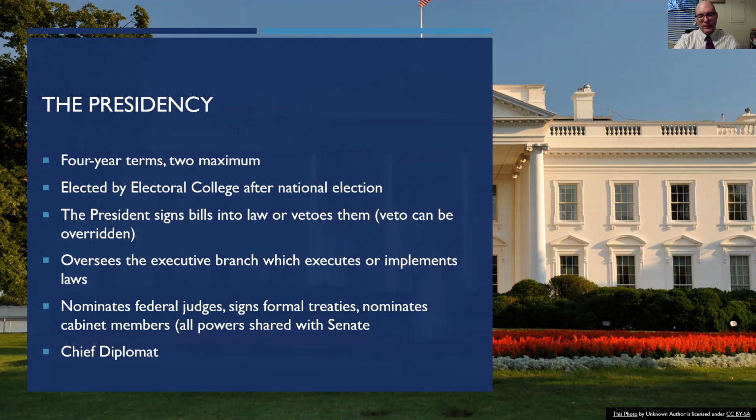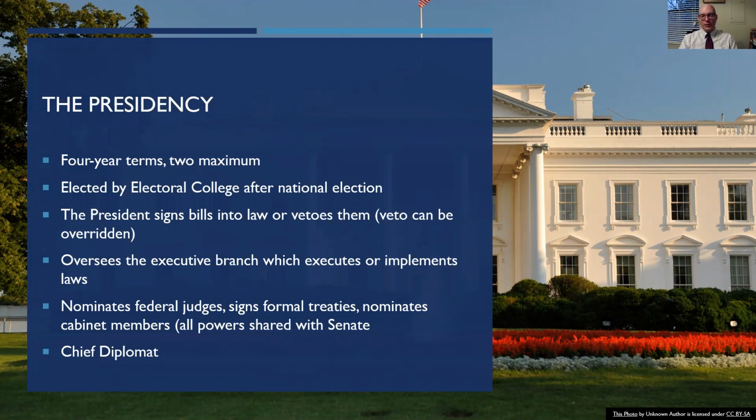Again, to go back to the president, okay, so you need to understand that the executive branch is a lot more than just the president, and a lot of important things are being done by this massive part of basically the government, right? But go back to the president: nominates federal judges, signs formal treaties, nominates cabinet members and other executive appointments. We've seen that. All these are powers that are shared with the Senate.